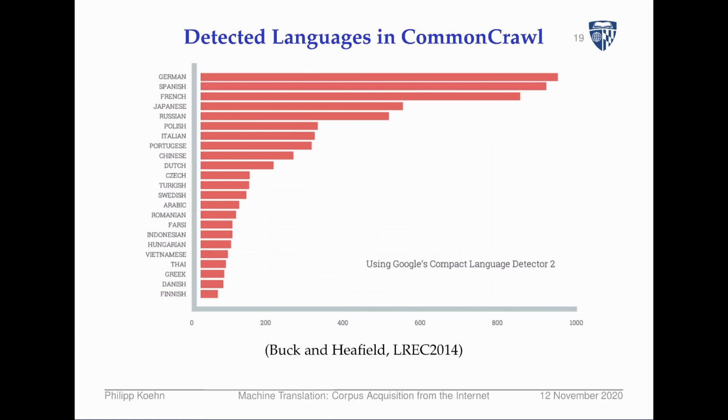So if you run this over CommonCrawl, this is what you get. We excluded English here because that would not have fit on this slide. And this is using Google's CLD2. So it has a lot of German, Spanish, French, and then it still has mostly European languages, but also Japanese, Chinese, and then Arabic, and further down other languages.